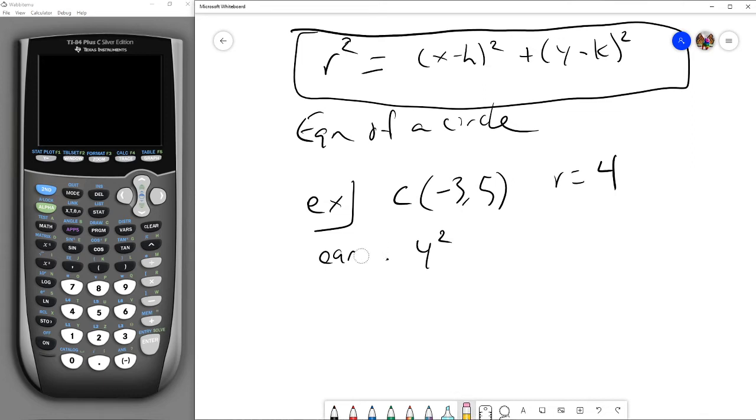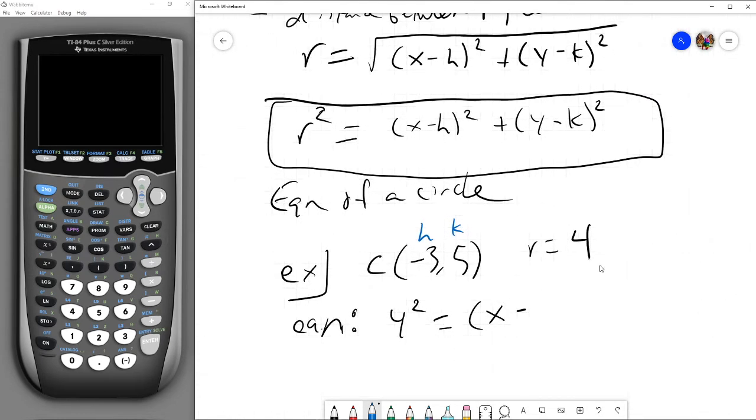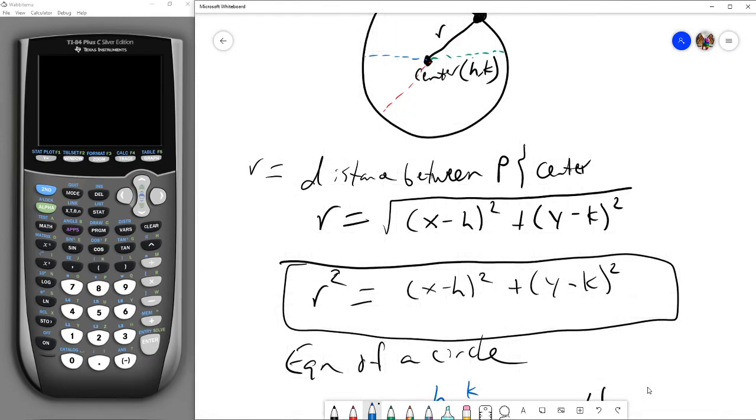I think I'm going to erase that and use a colon at the bottom here. So there we go. The equation of our circle is going to be 4 squared is equal to x minus, so one thing to note, this is going to be our h, this is going to be our k, right? Because that's the center.